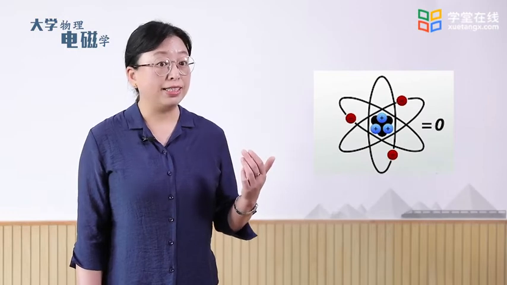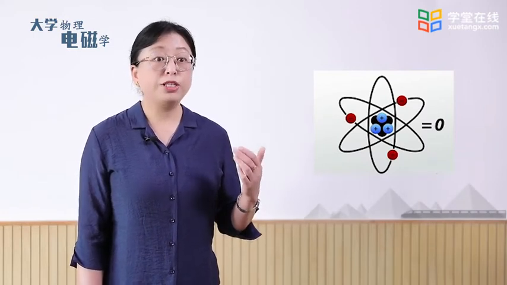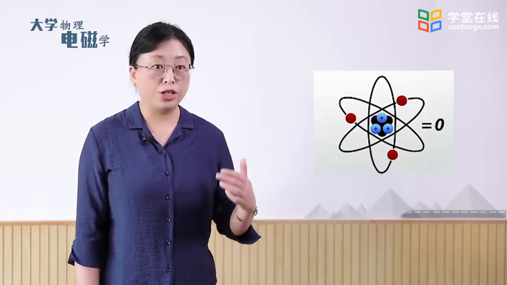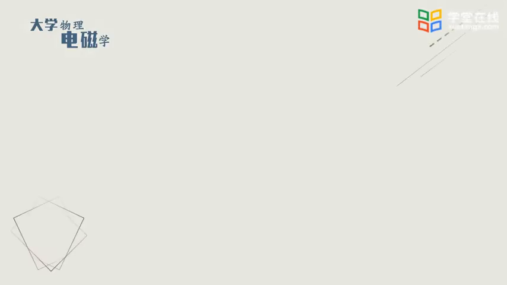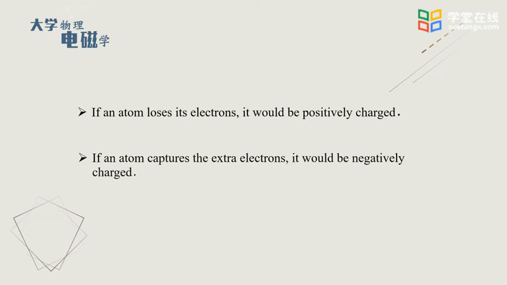It's noted that an atom is neutral, which means the number of electrons equals the number of protons in the atom. Hence, if an atom loses its electrons, it would be positively charged. If an atom captures the extra electrons, it would be negatively charged because of the excess electrons.